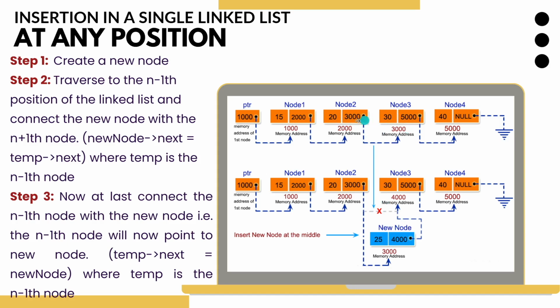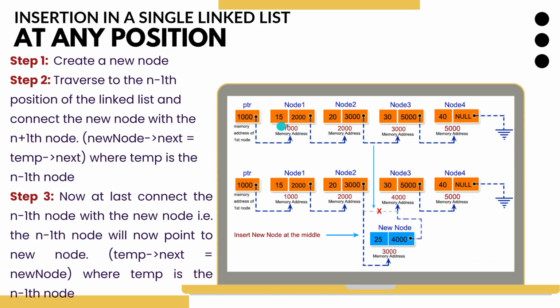So, we will be using the terms n minus 1 and n plus 1. N minus 1 denotes the node preceding the point where it has to be inserted, and n plus 1 is the node that is immediately following the new node that has been inserted into the list. So, here let us consider this example. We have 4 nodes in this list.